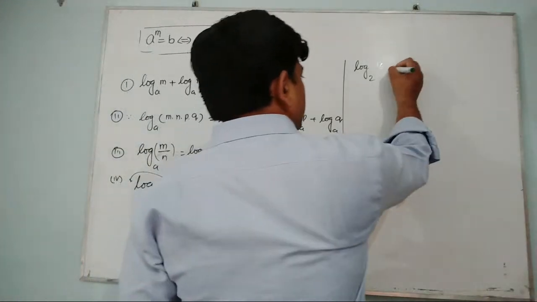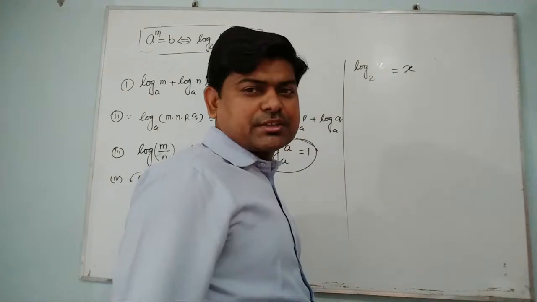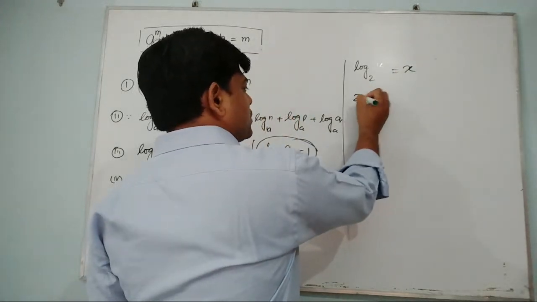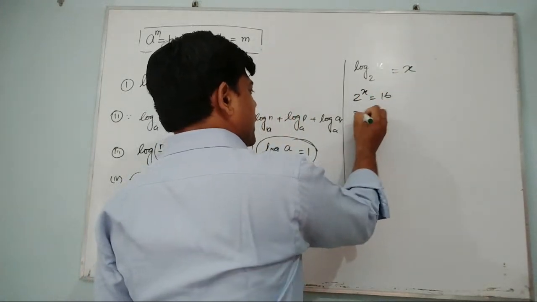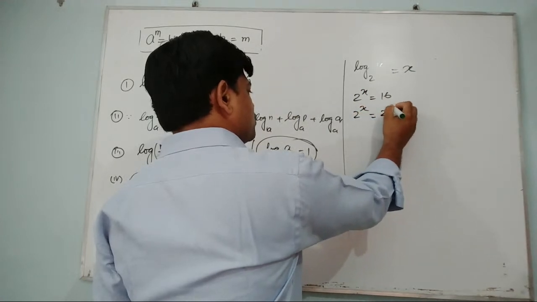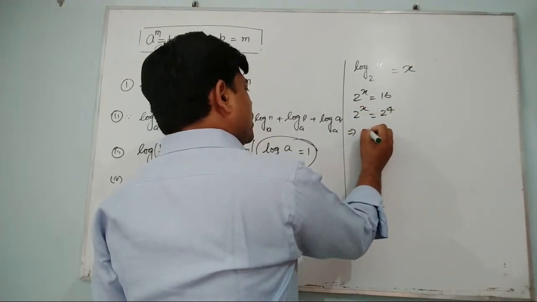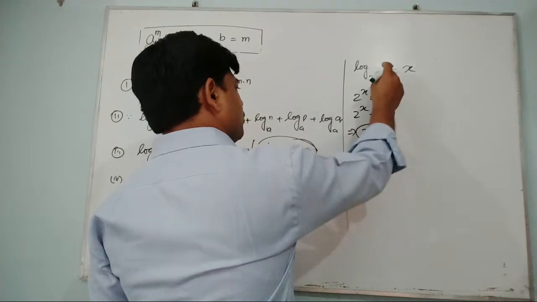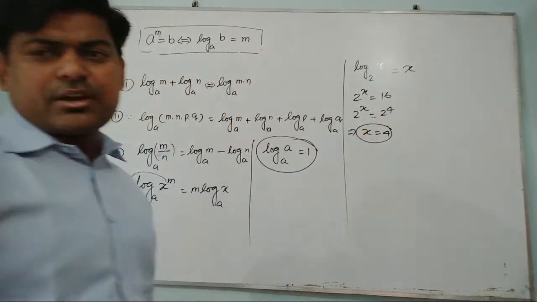See what I have done previously. I took it as equal to x. Then I wrote 2 to the power x is equal to 16. Then I wrote 2 to the power x is equal to 2 to the power 4. And then we got x is equal to 4. Those are the 4 lines we had written.